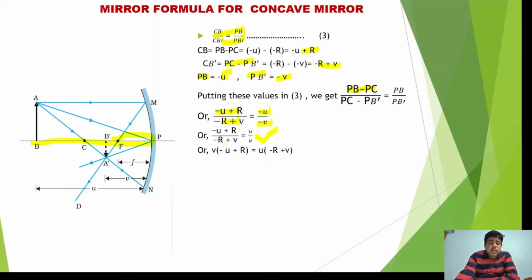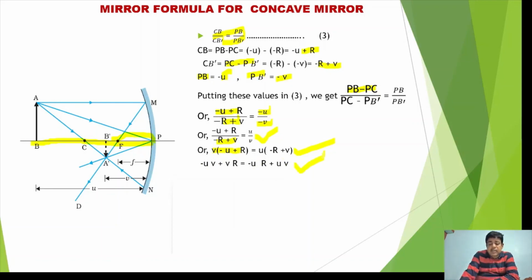Now you have to transpose, a mathematical process. So V will be transposed to the right hand side and multiplied with the numerator, so V into minus U plus R. Similarly, minus R plus V is also transferred to the right hand side and multiplied with the numerator, U into minus R plus V. All of you know how to transpose a mathematical equation. Multiplying, minus V into U is minus UV, plus VR, minus UR, plus UV.